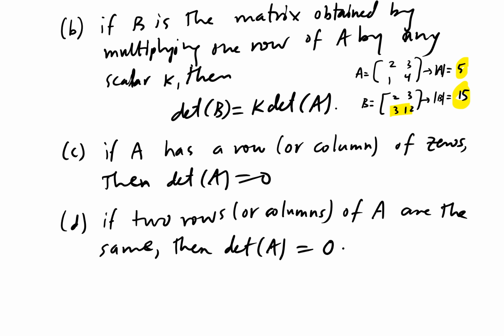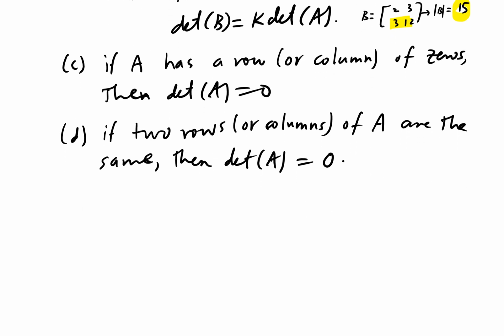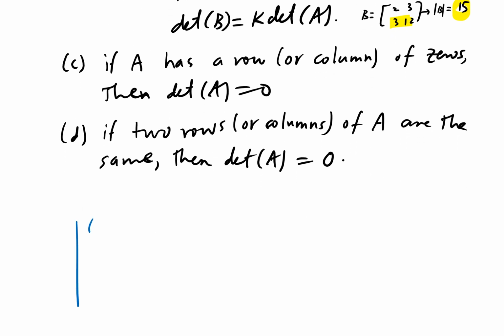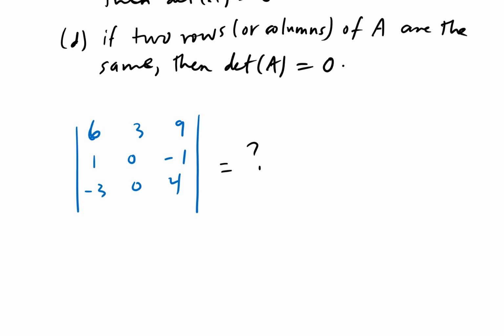So let's say we are given a matrix like this, and we need to find this determinant: 6, 3, 9, 1, 0, negative 1, negative 3, 0, 4. What's this determinant? One thing, always when you have 3 by 3 or larger, like 4 by 4, 5 by 5, always look at the matrix, see if there is a way around it to make it simple for you.